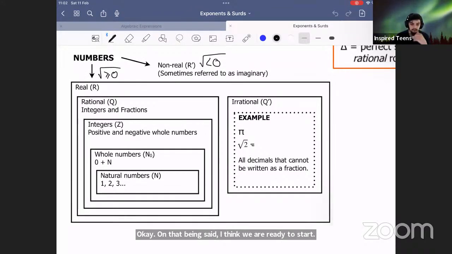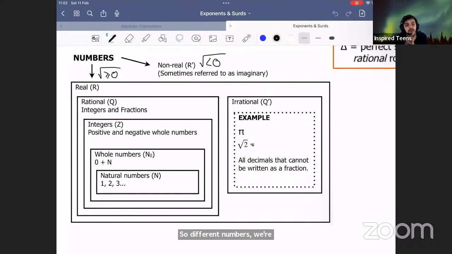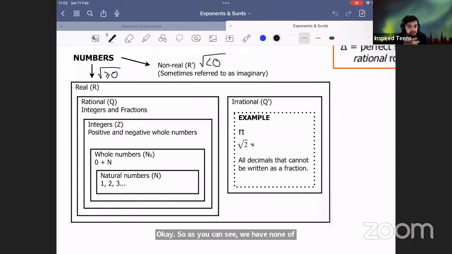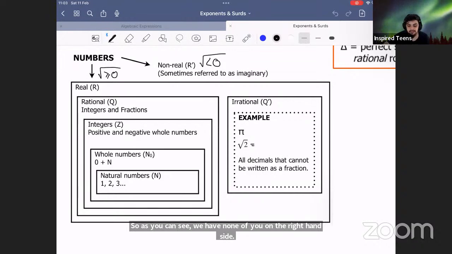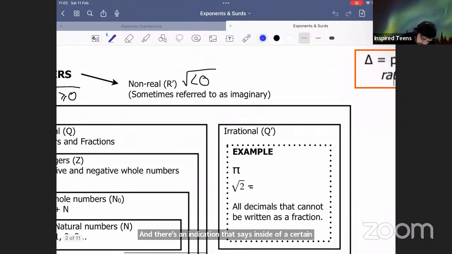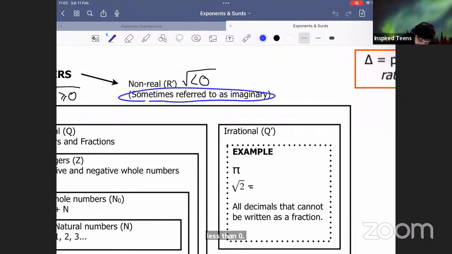Okay, cool. So we're going to start off with a basic revision, as I did with most grades in maths when it comes to algebra. We are going to talk about the difference between different numbers, between non-real numbers and real numbers. As you can see, we have non-real on the right-hand side, and there's an indication that says inside of a root less than 0. It says here as well, sometimes referred to as imaginary numbers.